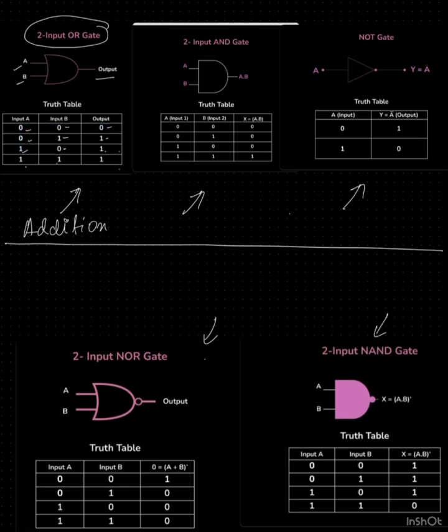Again be specific that we don't have here 1 plus 1 means 2, because it's binary number. It will either give you 0 or 1. So 1 plus 1 means high plus high, so you will get the output as high only.